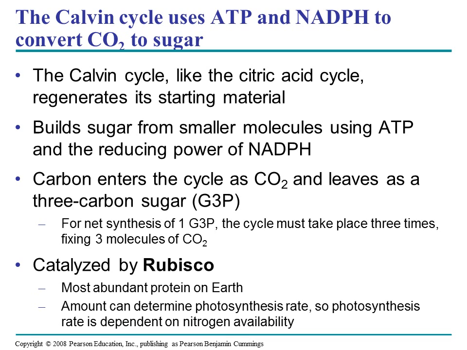So now we've produced ATP and NADPH, and those two components are going to be used by the Calvin cycle. So the Calvin cycle, like the citric acid cycle, regenerates its starting material. It starts out with a particular organic molecule, and then as it goes through the cycle, it regenerates that original organic molecule.